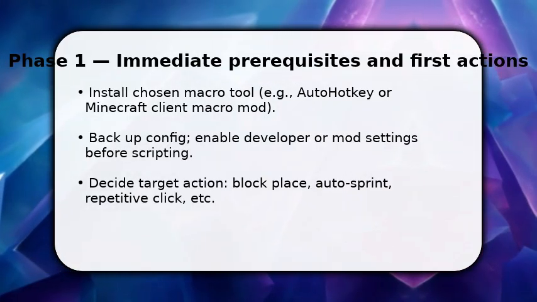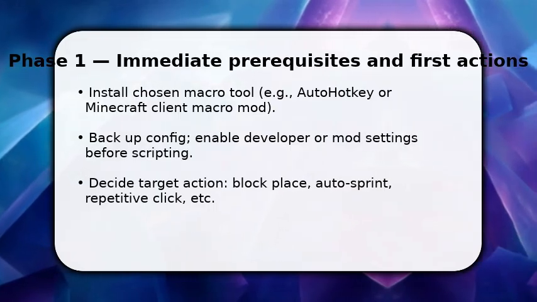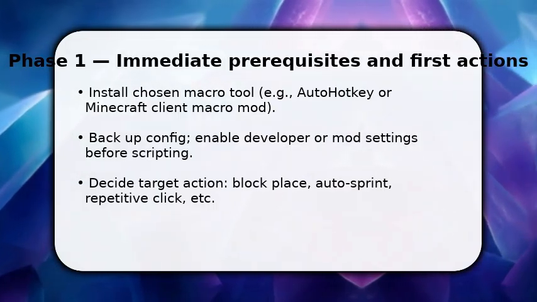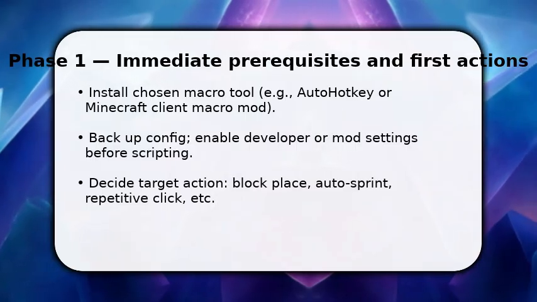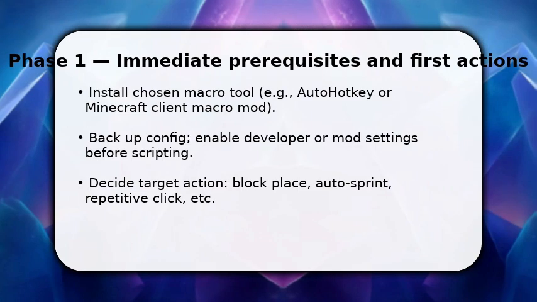Next, pick the precise action you want to automate, for example, place sequence, attack rotation, or auto-eat, and record one clean instance so your macro replicates predictable input and timing accurately.